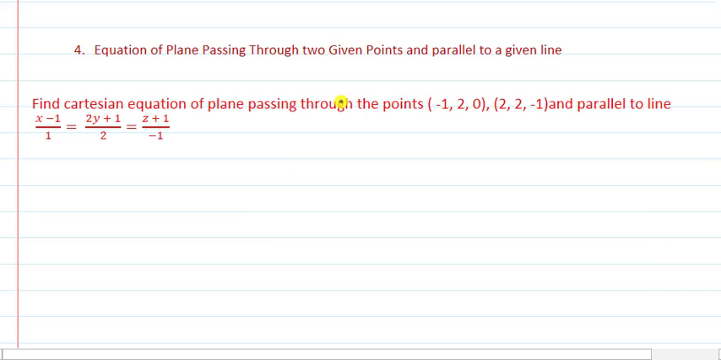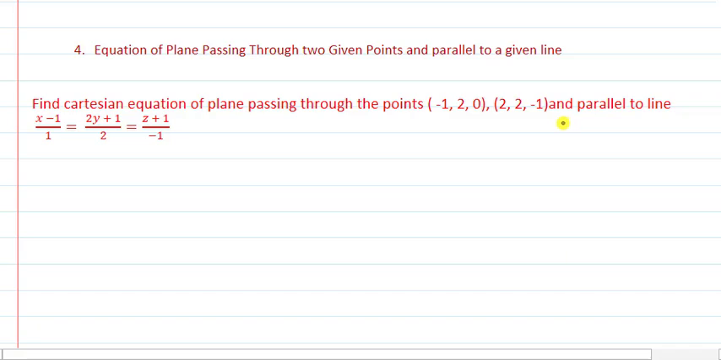Now let me take next type. It is equation of plane passing through two given points and parallel to a given line. This can also be done by using the same concepts as I just discussed. Here is the example. Find Cartesian equation of plane passing through points this and this and parallel to line this. So the two passing points are given and a line parallel to the required plane is given. We'll use the same concepts over here also.